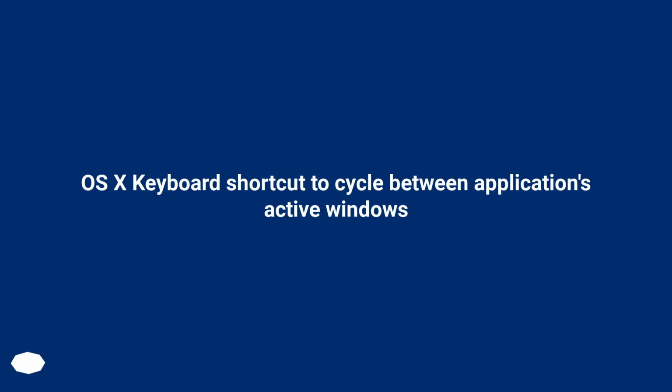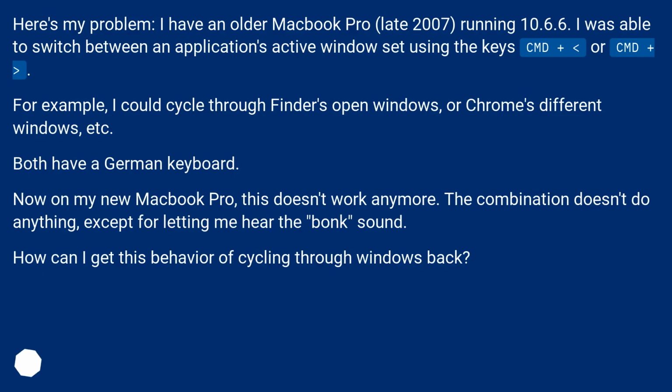OS X keyboard shortcut to cycle between an application's active windows. Here's my problem. I have an older MacBook Pro, late 2007, running 10.6.6. I was able to switch between an application's active window set using the keys Cmd plus less-than or Cmd plus greater-than. For example, I could cycle through Finder's open windows, or Chrome's different windows, etc.